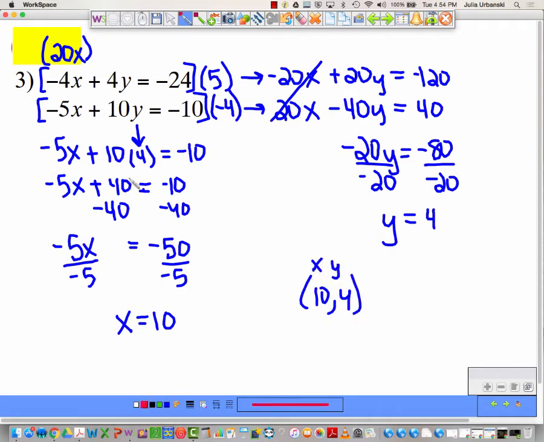So if x is 10, I have negative 4 times 10 would be negative 40. Y is 4, so that would be plus 16. And negative 40 plus 16 does make negative 24. Negative 5 times 10 would be negative 50. 10 times 4 would be positive 40. And negative 50 and positive 40 makes negative 10, so we know we did it right.